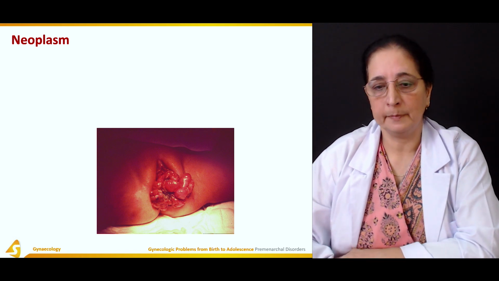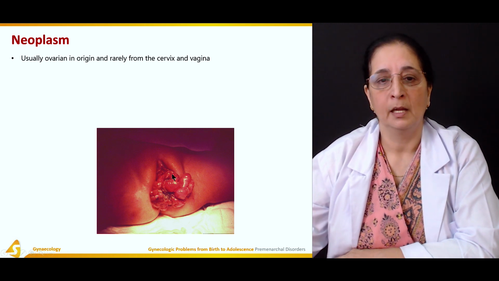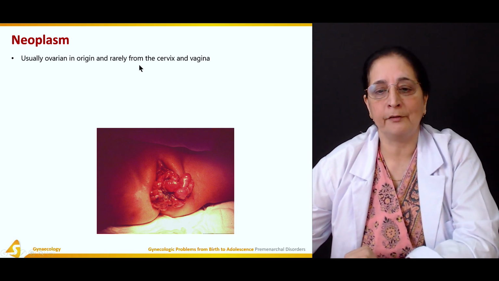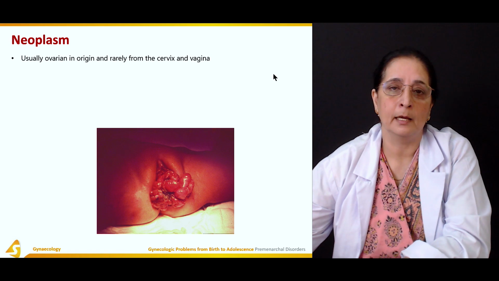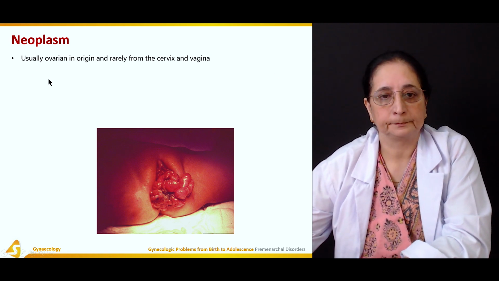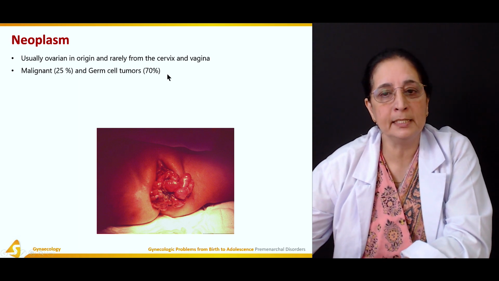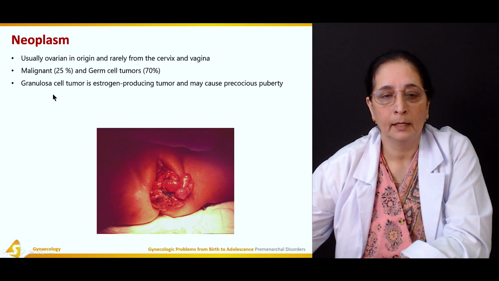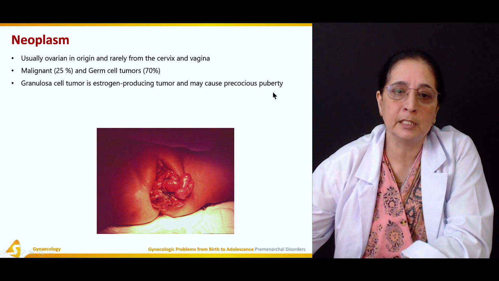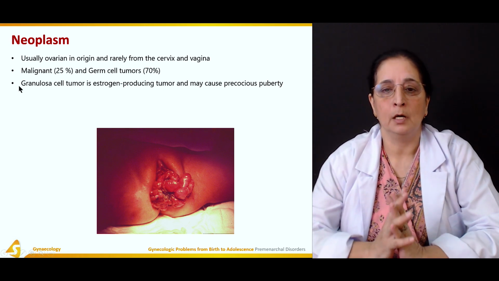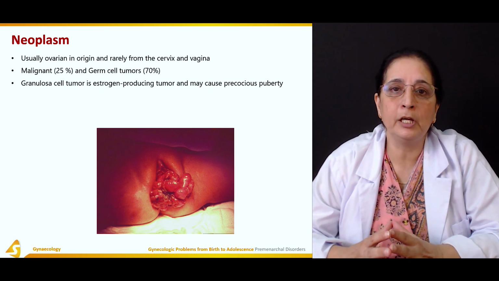This is the neoplasm, another condition. Usually you can see the growth coming out of the vagina, usually ovarian in origin and rarely from the cervix and vagina. Neoplasms are not common from the cervix or vagina, but they can be present. Malignant in 25% of the cases, and 70% are germ cell tumors. Granulosa cell tumor is an estrogen-producing tumor and may cause precocious puberty. So granulosa cell tumors produce estrogen, and when there is increased estrogen, it can lead to precocious puberty.